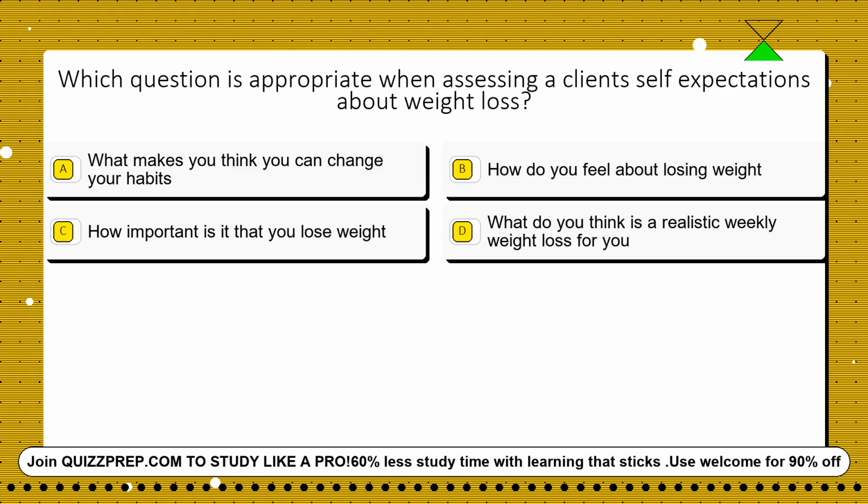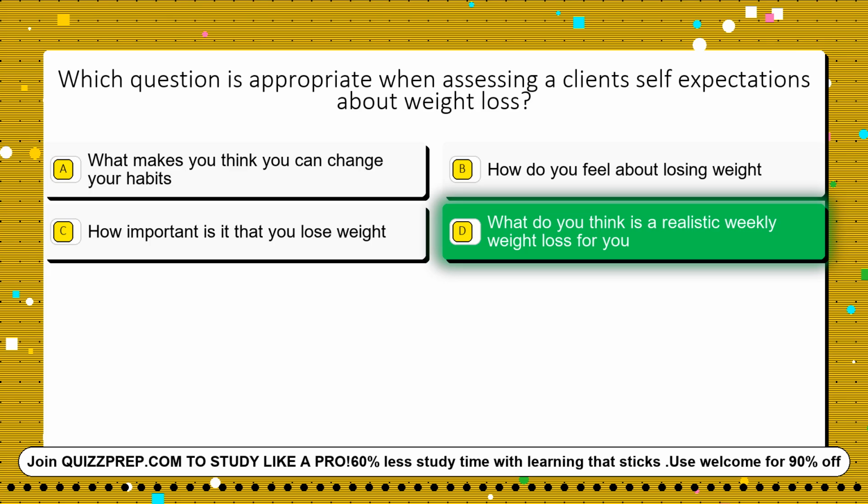Question 34. Which question is appropriate when assessing a client's self-expectations about weight loss? Option A. What makes you think you can change your habits? Option B. How do you feel about losing weight? Option C. How important is it that you lose weight? Option D. What do you think is a realistic weekly weight loss for you?